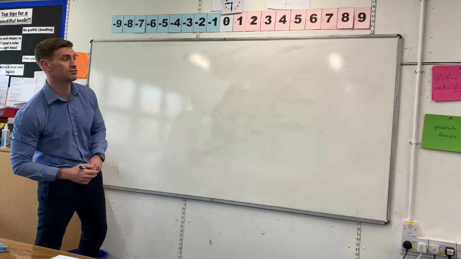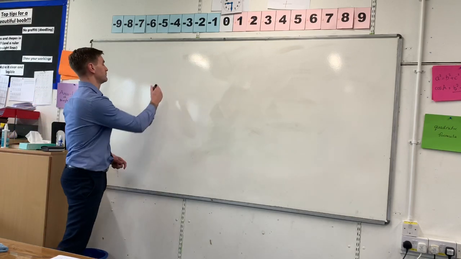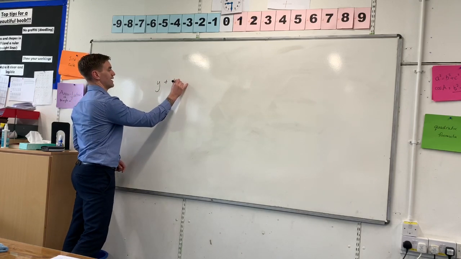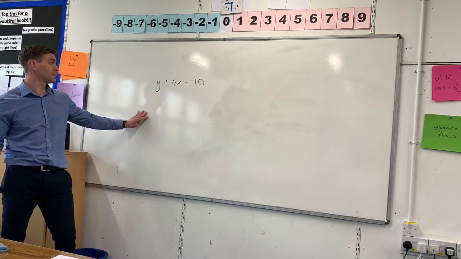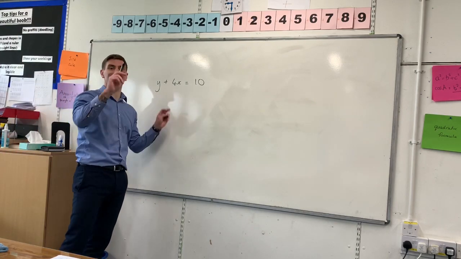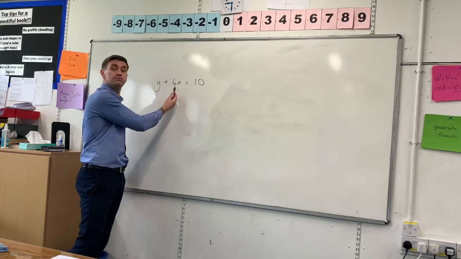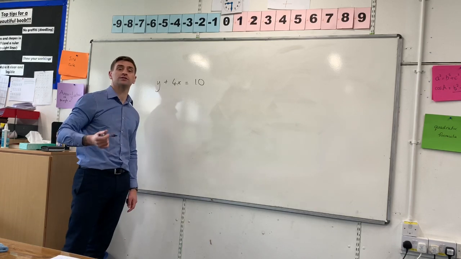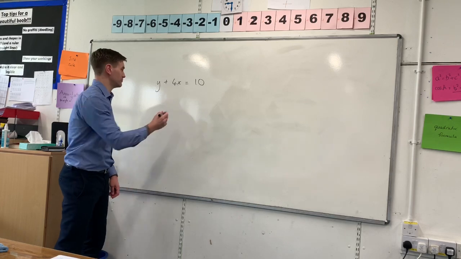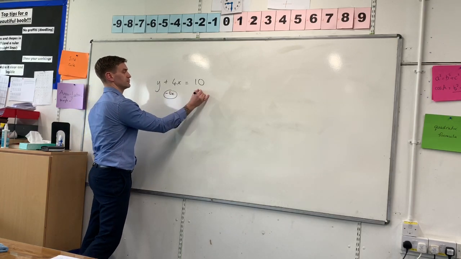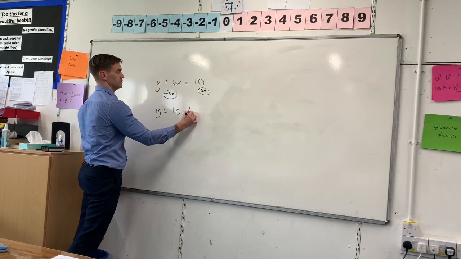Next up, the gradient of the line y add 4x equals 10. So, we want this to look like y equals, don't we? Okay, so what have I got at the moment next to the y that I don't want? 4x. Good, how do I get rid of 4x? Minus it. Good man, minus it. Right, what I do to one side, I do to the other. Thank you. So we've got y equals 10 minus 4x.